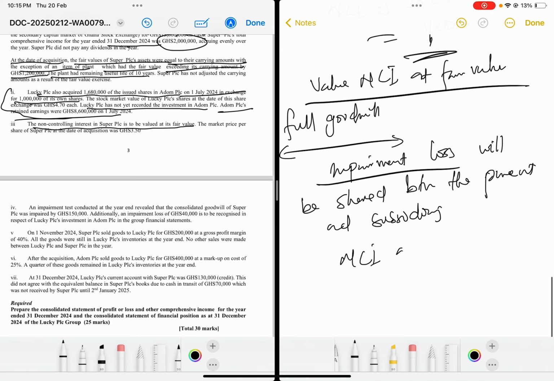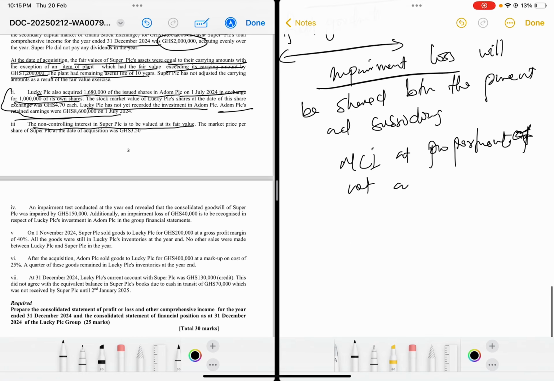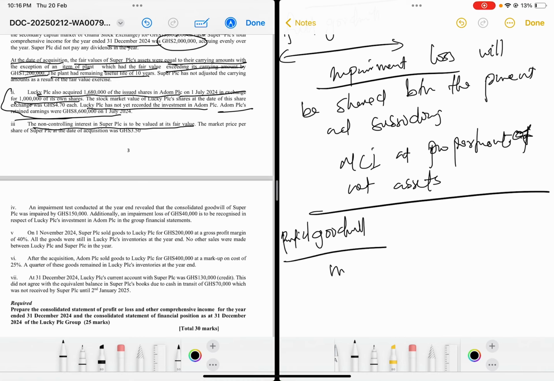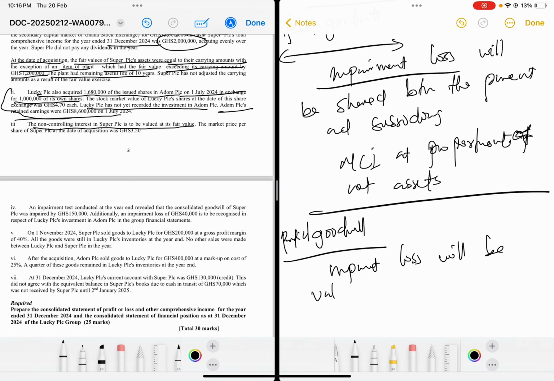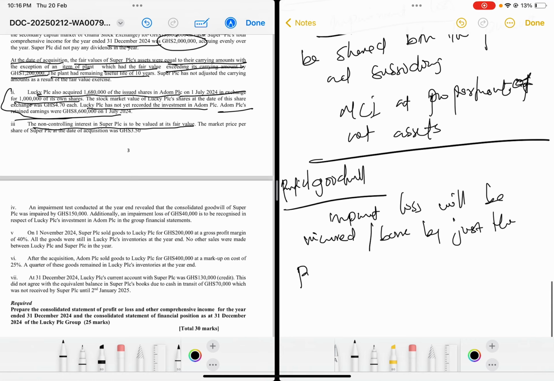But if NCI is valued at proportionate share of the net assets, then the goodwill is not full. You have a partial goodwill. So in that instance, the impairment loss will be borne by just the parent. So take note of it.